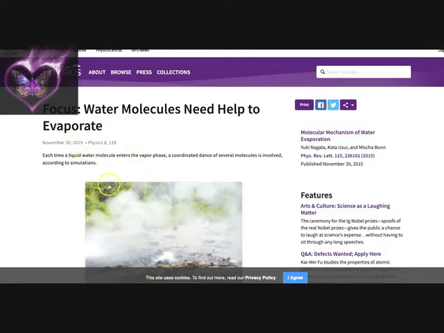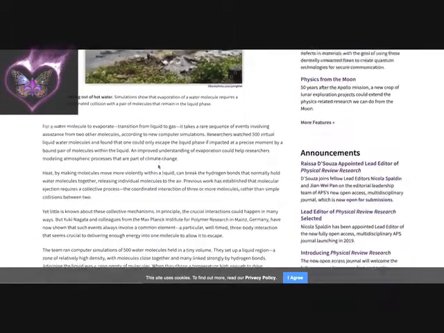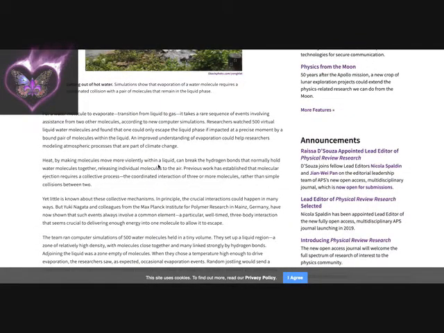This was 2015. Each time a liquid water molecule enters the vapor phase, a coordinated dance of several molecules is involved, according to simulations. For a water molecule to evaporate, to transition from liquid to gas, it takes a rare sequence of events involving assistance from two other molecules, according to new computer simulations. Researchers watched 500 virtual liquid water molecules and found that one could only escape the liquid phase if impacted at a precise moment by a bound pair of molecules within the liquid.